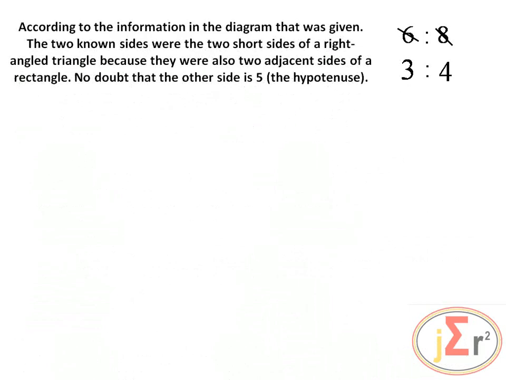According to the information in the diagram that was given, the two known sides were the two short sides of a right-angled triangle because they were also two adjacent sides of a rectangle. So we are sure that the diagonal along with those two sides will form a right-angled triangle because they are two adjacent sides of a rectangle. No doubt the other side is 5, and that turns out to be the hypotenuse, like we are going to put right there. So 3 and 4, if those are the two short sides of a right-angled triangle, the other side has to be 5.